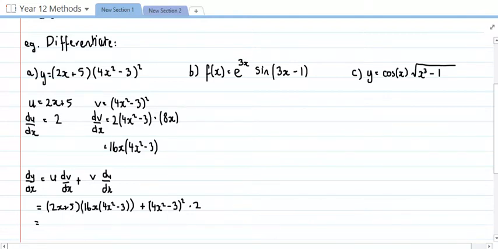So in the end, the way that I'd write this, I'd write the 16x out the front, then the 2x plus 5, and then the 4x squared minus 3. And then I'll write plus, and I'll just put this 2 at the front as well. So I've got 2 at the front of 4x squared minus 3 all squared. And I would leave that right there. There's no need to go any further, though you could take out a common factor or something if you chose to.